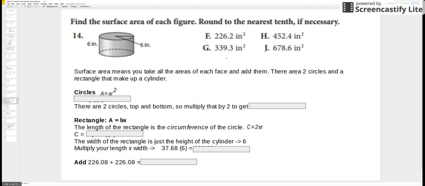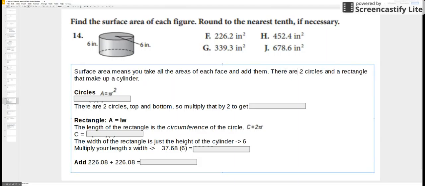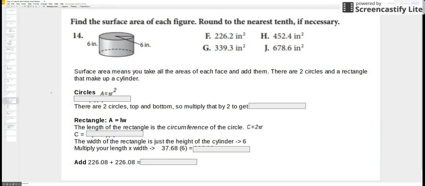The surface area of the cylinder would be the two circles plus a rectangle. So there are two circles and a rectangle that make up the cylinder, right? The rectangle, if you remember, is rounded in between the two circles. So first let's find the area of your circles. Area equals pi r squared. So just plug in our numbers.